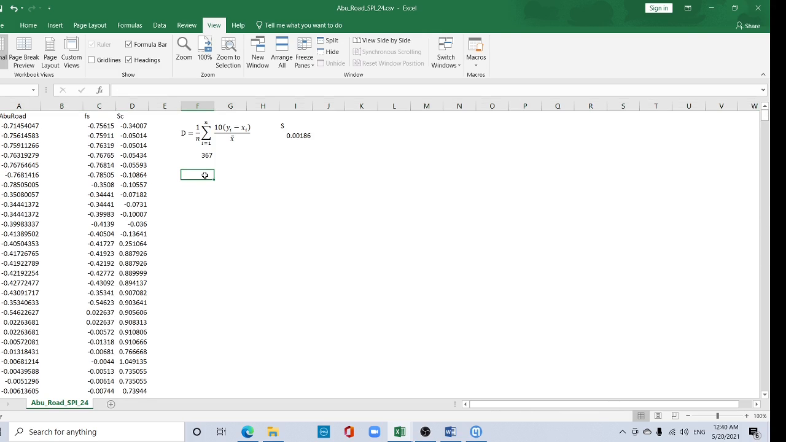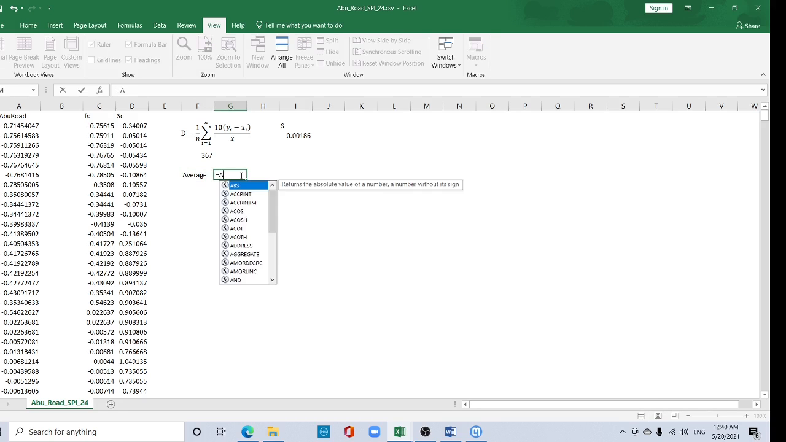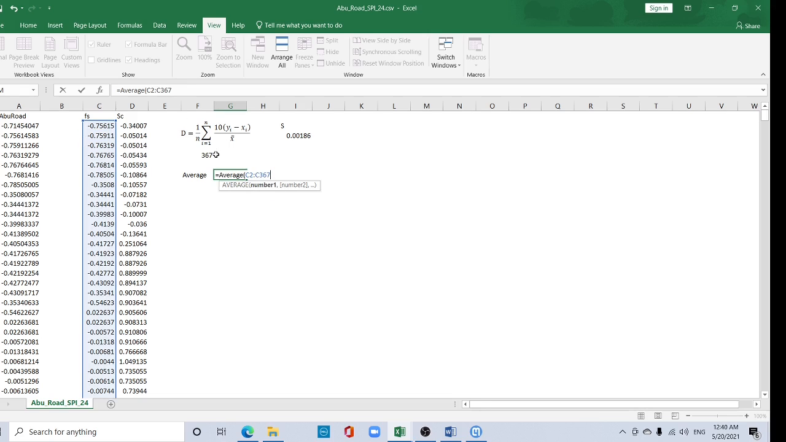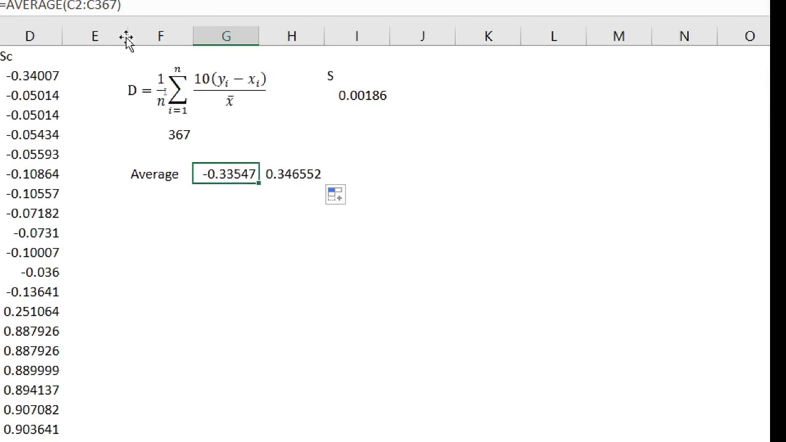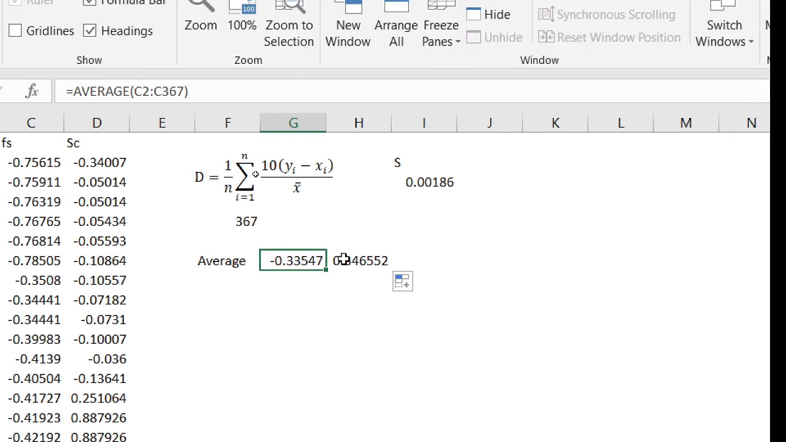Type here average, that means mean value is equal to average of C2 to C367. I just select this, close the bracket and enter. Again, just drag this formula. This is the D series, this is the C series. See this formula here.